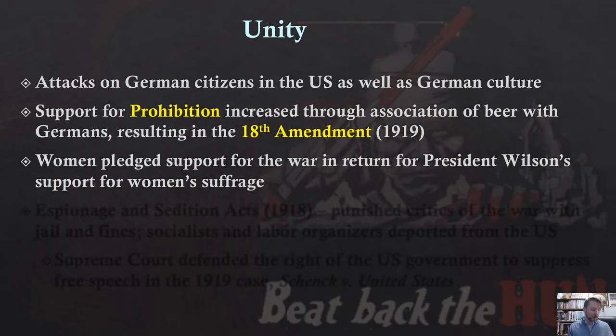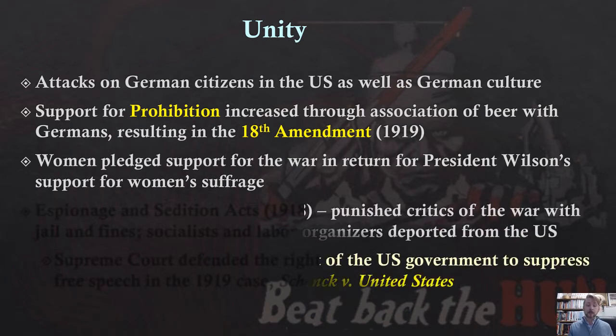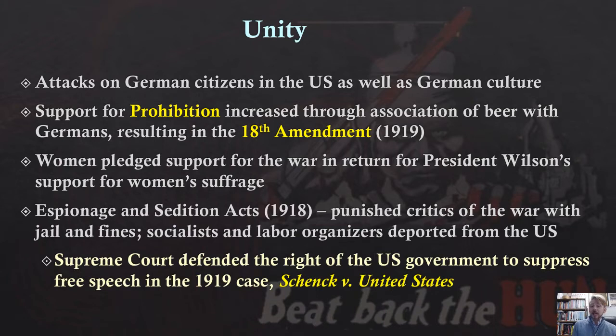Criticizing the war. Being critical of the war effort could get you in trouble during World War I. The Espionage and Sedition Acts, 1918, would punish critics of the war with both jail and hefty fines. Toward the end of the war into 1919, socialists and labor organizers were actually deported out of the United States. So there's no free speech for them. They're seen as threats to the U.S. Their non-support of the war is dangerous. They're not American.